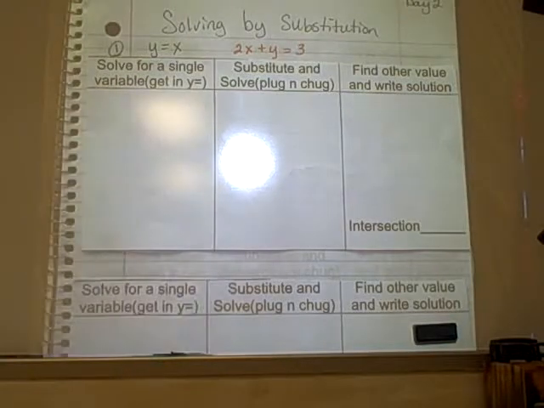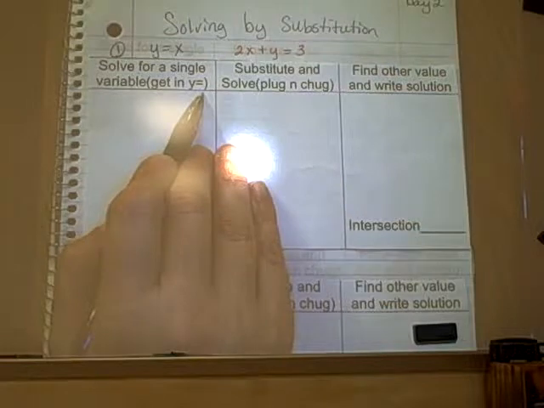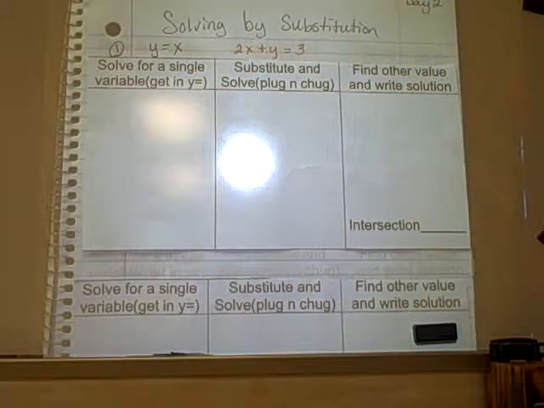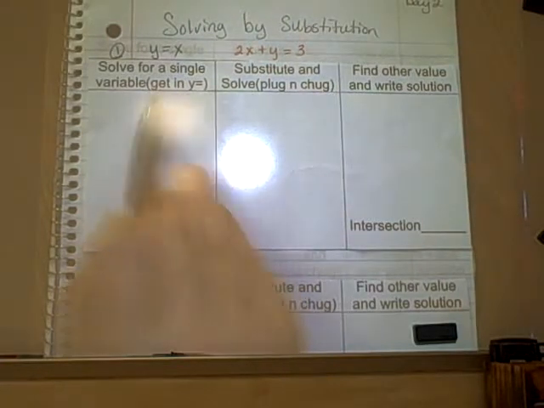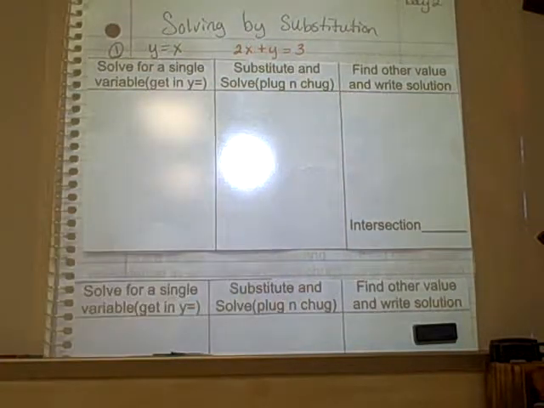So when you're substituting, the first thing you need is for one of the equations to have one of the letters all by itself. Now this says get it in y equals. You don't have to have it in y equals. It could say x equals something, and that would be okay. This is just a hint, so if you don't know how to get it by itself, get it in y equals, and then it would be by itself.